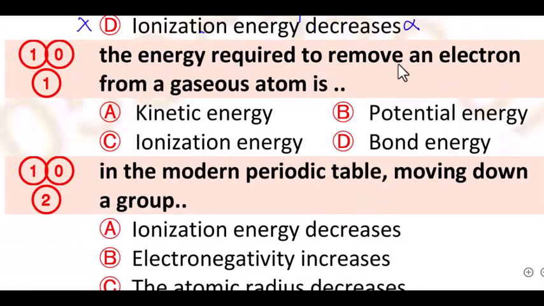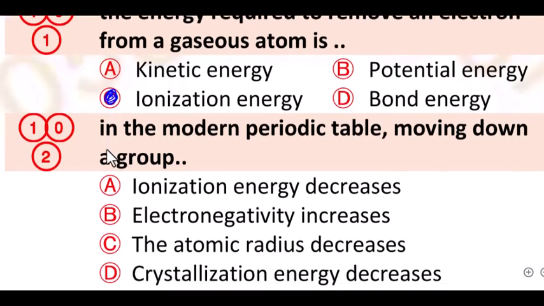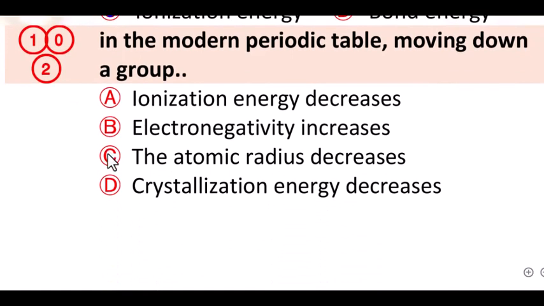In question 101, the energy required to remove an electron from a gas state is ionization energy. We have the first, second, and third ionization energy. The third ionization energy is greater than the second, and the second is greater than the first. So the third ionization energy is the greatest, then the second, then the first.